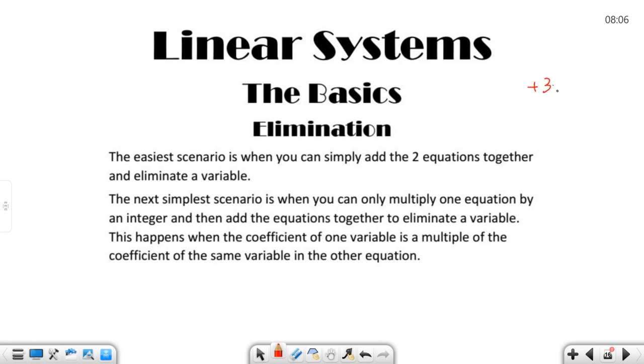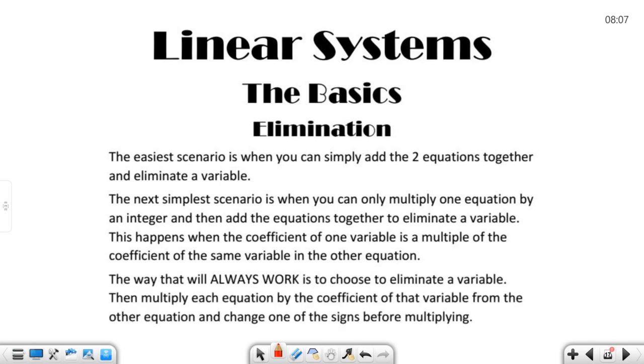What I mean is if I have plus 3y and minus 9y, then these are multiples of each other. I can just multiply this top one by 3, and then I get plus 9y, and I have minus 9y, and they cancel out whenever I add them together. That's what I mean by that. They're multiples of each other. All right, so do you think that always happens? No.